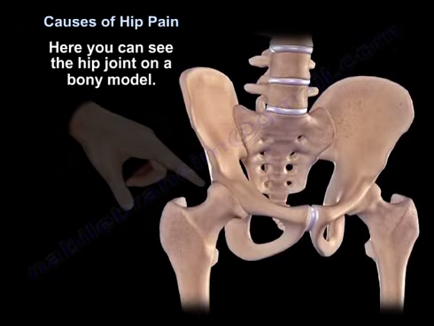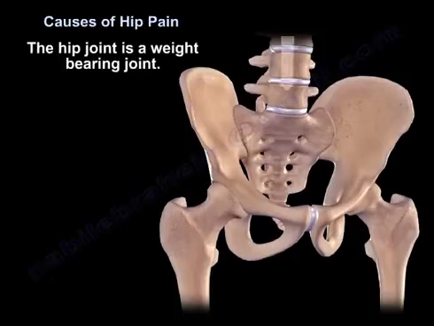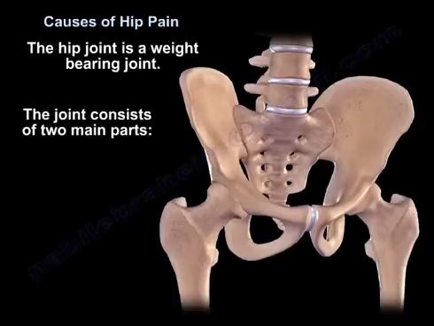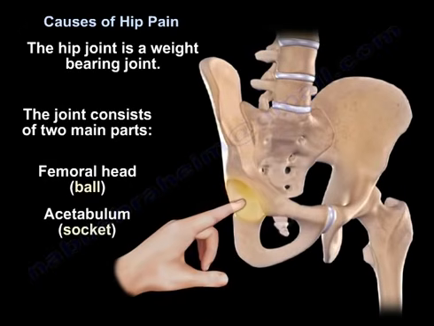Here you can see the hip joint on a bony model. The hip joint is a weight-bearing joint. The joint consists of two main parts, the femoral head, which is the ball, and a socket. The socket is called the acetabulum.